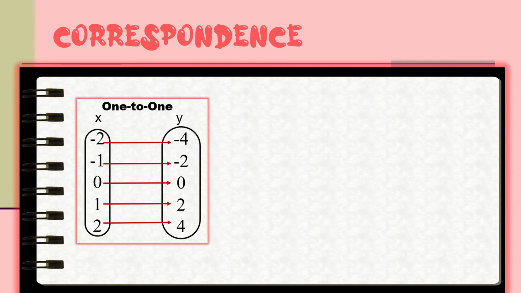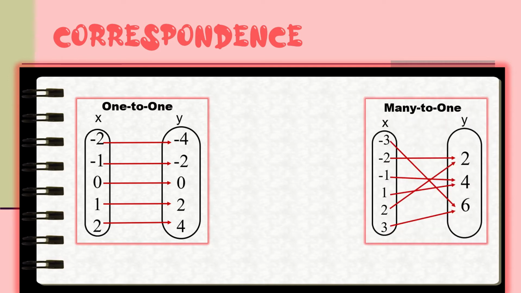Therefore, this one is a one-to-one correspondence. We also have many-to-one. It is many-to-one if any two or more elements of the domain are mapped to the same element in the range.